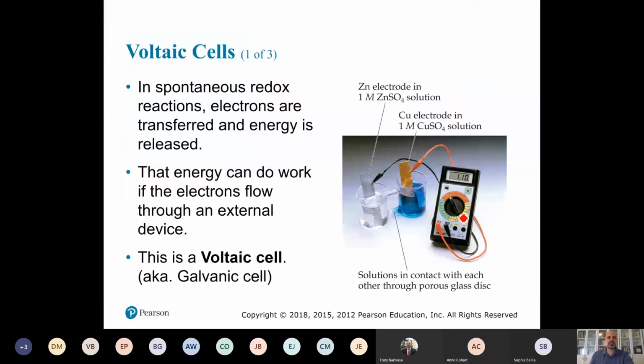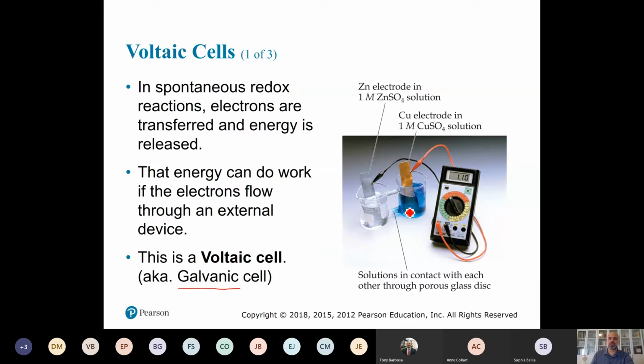All right. Voltaic cells. So in spontaneous redox reactions, electrons are transferred and energy is released. That energy can do work if the electrons flow through an external device. This is a voltaic cell, also known as a galvanic cell, right? So you might have heard galvanic cell somewhere along the line, or a voltaic cell. So with voltaic cells, we're basically talking about chemical reactions.